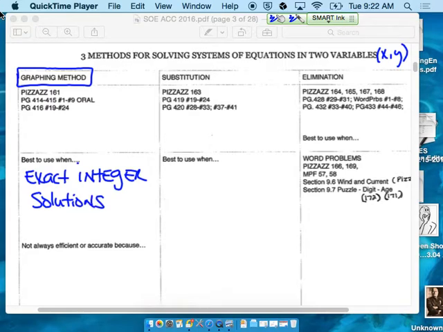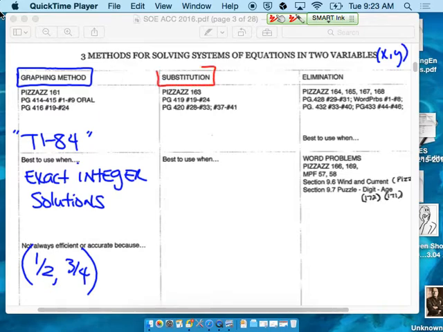If the solution would be 1/2 and 3/4, that might be difficult to identify on a graph, especially by hand. But I can show you how to do this in the graphing calculator, but by hand, this is not always the most efficient way to go, but it does visually represent what's happening. Substitution is a very important skill in math. Substitution is also a method for solving a system of equations in two variables. And then the third method that's taught is the elimination method.